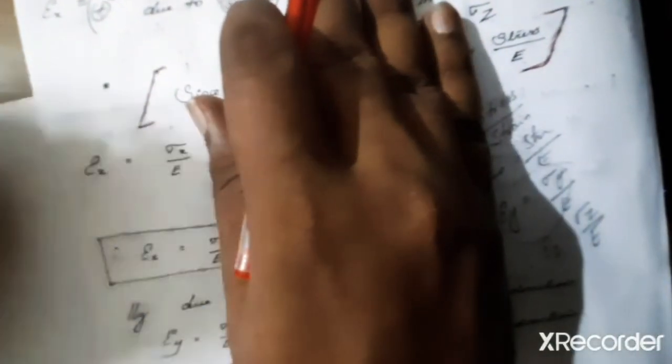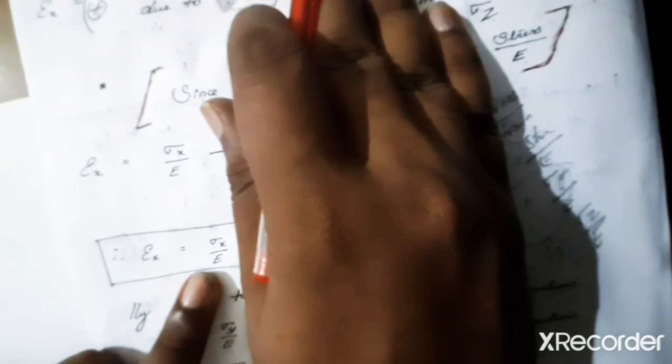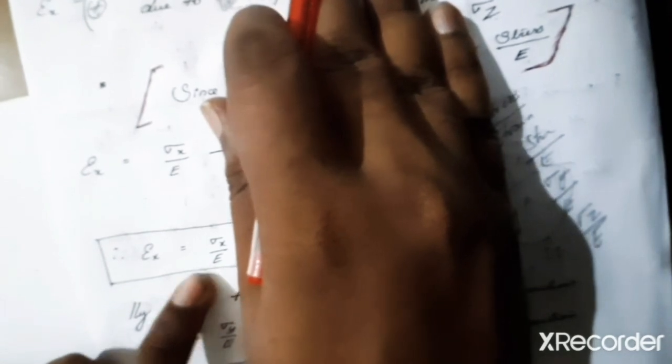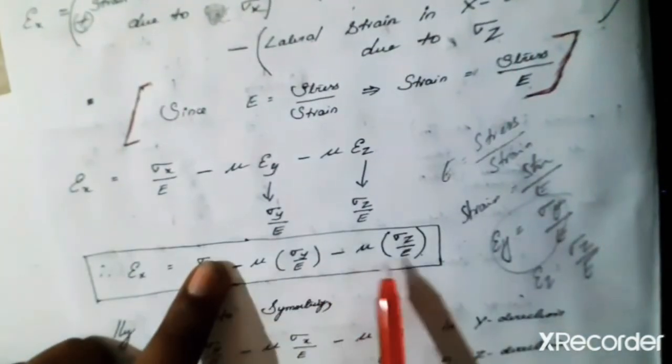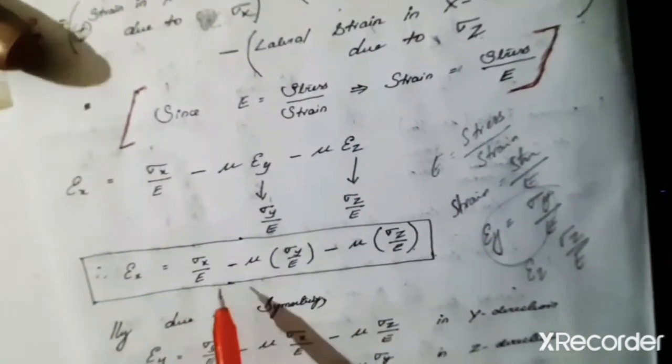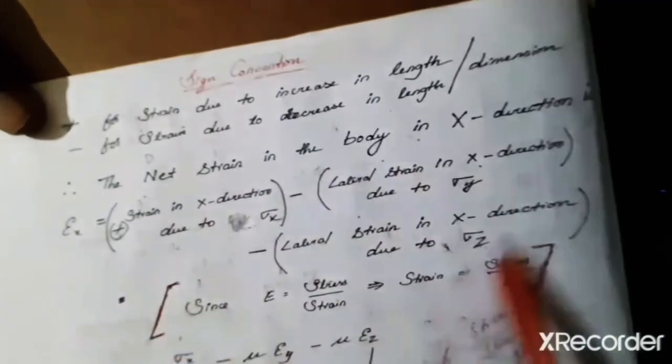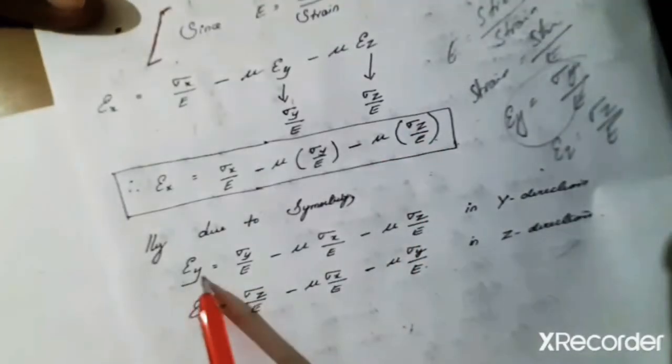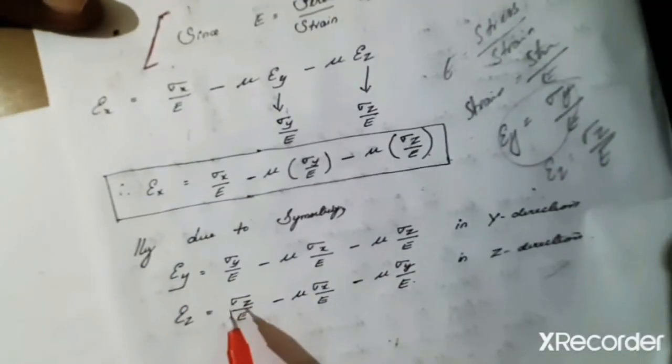This is the longitudinal strain in x direction because of sigma x, whereas these are the negative lateral strains in the x direction because of sigma y and sigma z. Similarly, you can follow the same approach and write for sigma y and sigma z also.